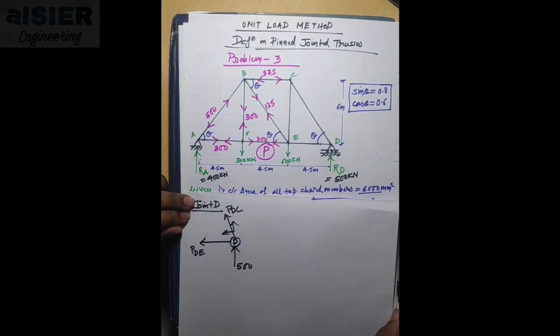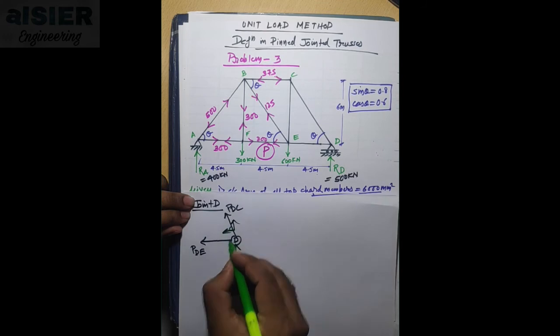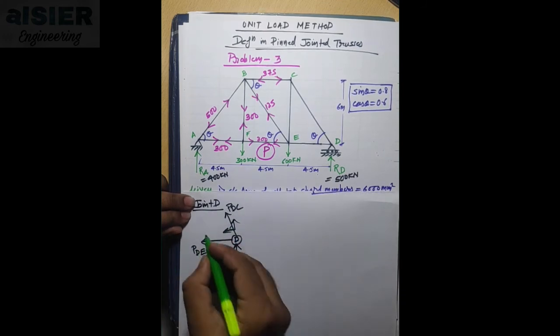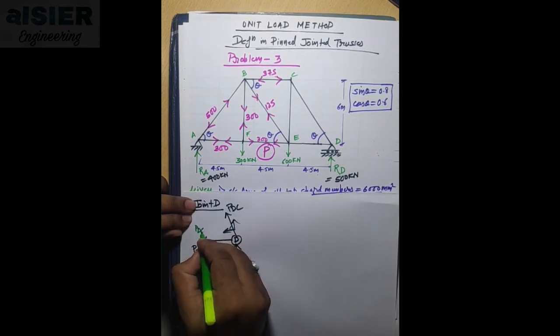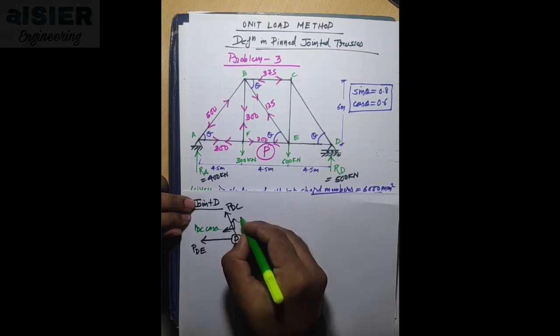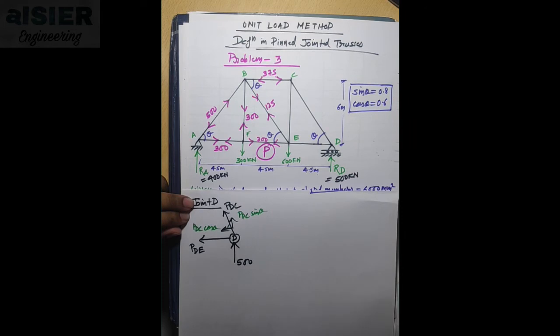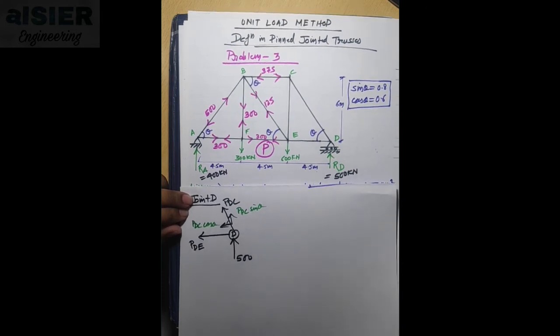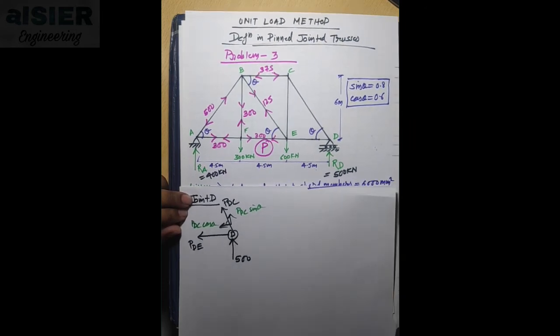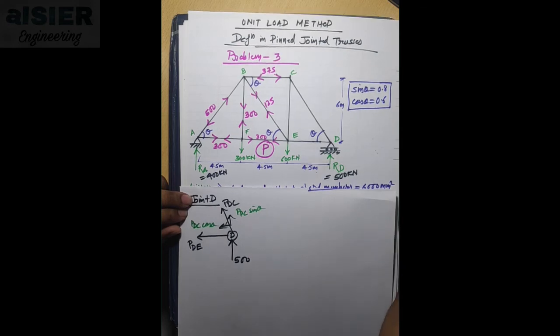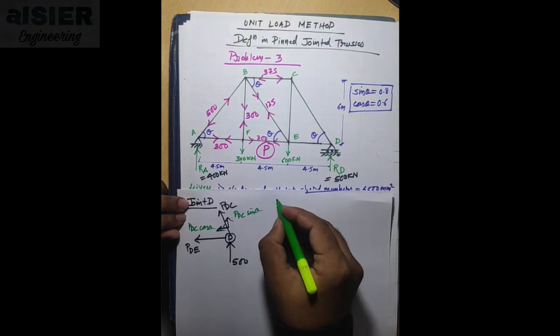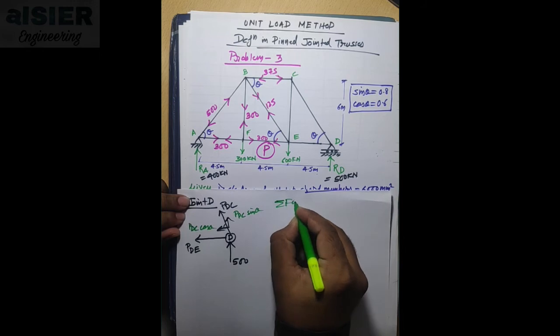Okay, so this is theta. Therefore this component is PDC cos theta, and this component is PDC sin theta, right? Now we will do summation of Fy. So summation of Fy is equal to 0.